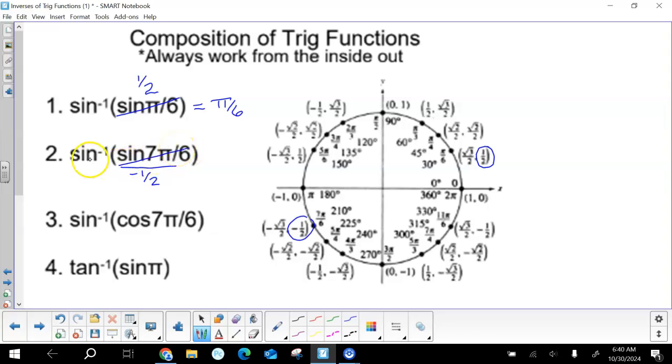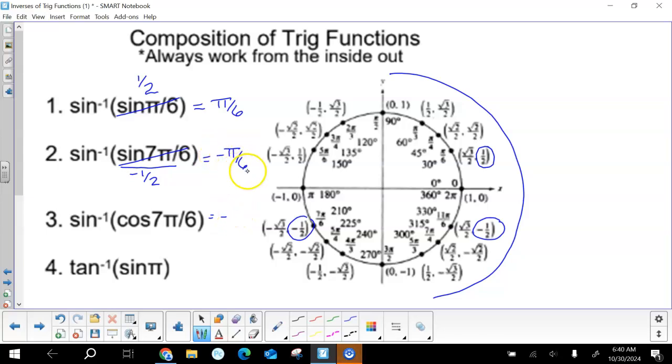So now I want to know at what angle is the inverse sine -1/2. Now remember, sine can only live from here to here. So sine is -1/2 right here. I can't call it 11 pi-6. I have to name it negatively. So that would be negative pi-6.